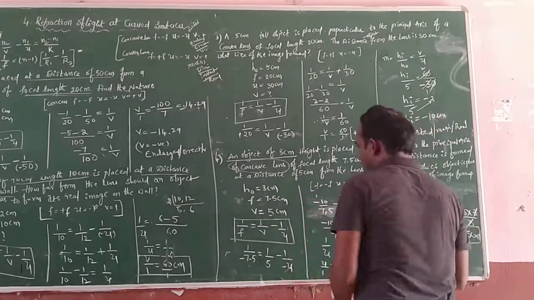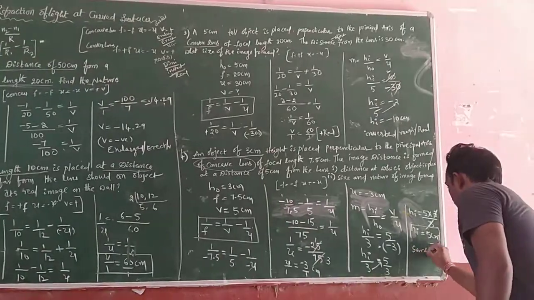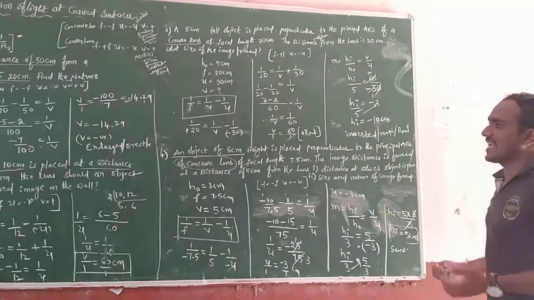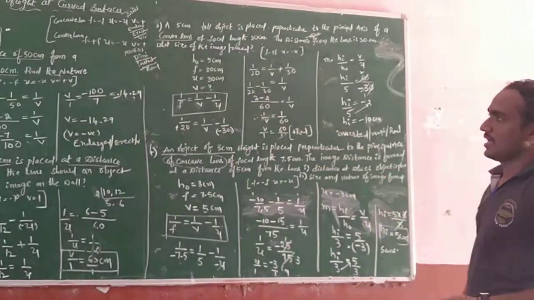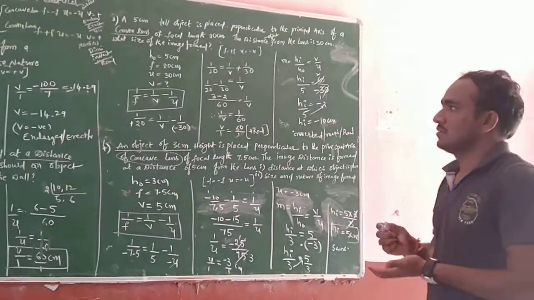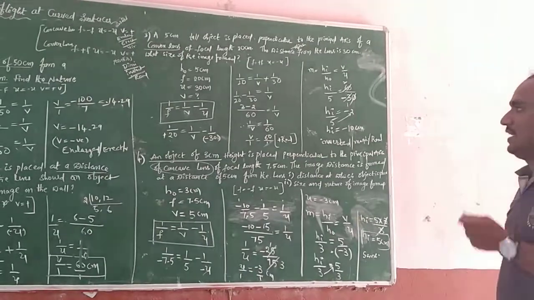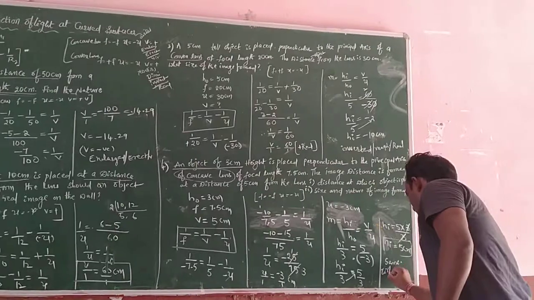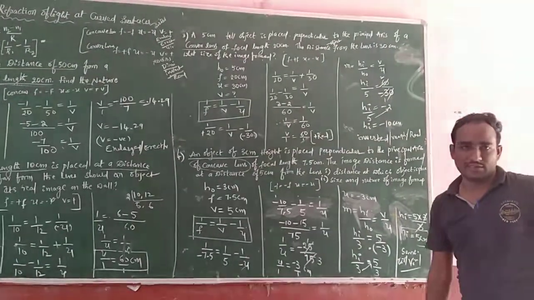So the initial object and the image are both the same size. What are the characteristics of a concave lens? The characteristics of a concave lens are that the image is erect and virtual. Thank you.